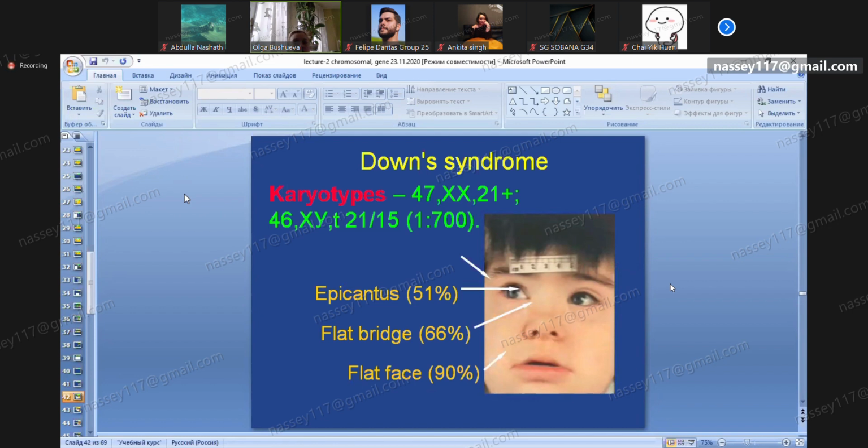So karyotypes may be different. You can see it may be simple trisomy, translocation or mosaic form.